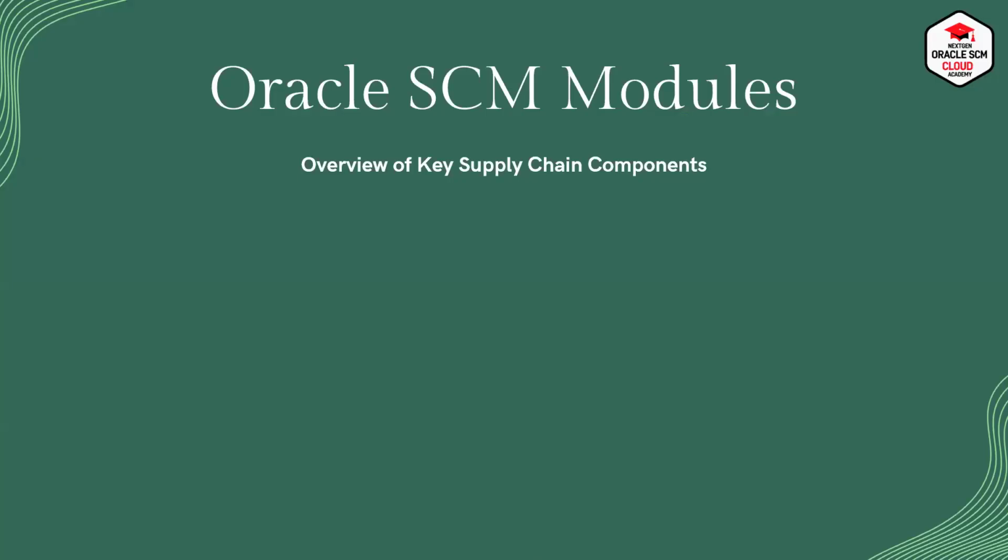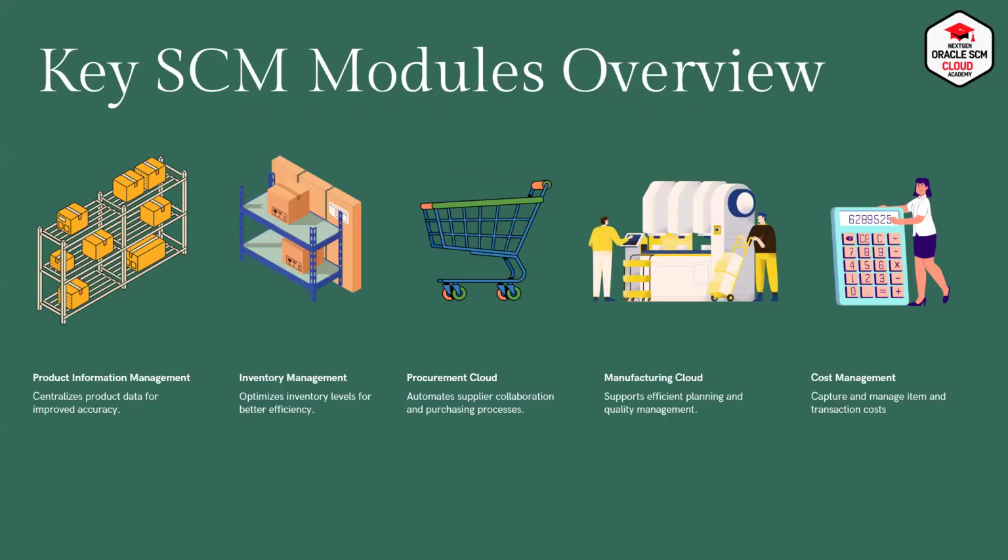The next part is what modules are used in Oracle SCM Cloud. We'll be seeing this in detail, and I will tell you the key information about each module. The core modules include product information management, inventory management, cost management, procurement, manufacturing cloud, order management, and planning.